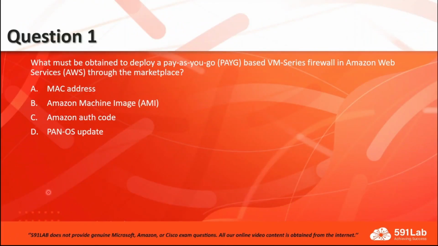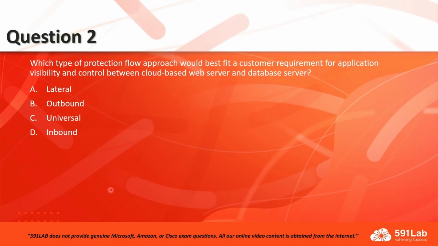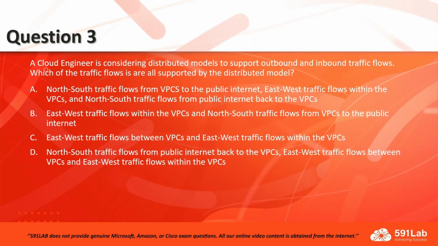Question number one is as follows. What must be obtained to deploy a pay-as-you-go or PAYG-based VM-Series firewall in Amazon Web Services or AWS through the marketplace? Question number two is as follows. Which type of protection flow approach would best fit a customer requirement for application visibility and control between a cloud-based web server and database server?